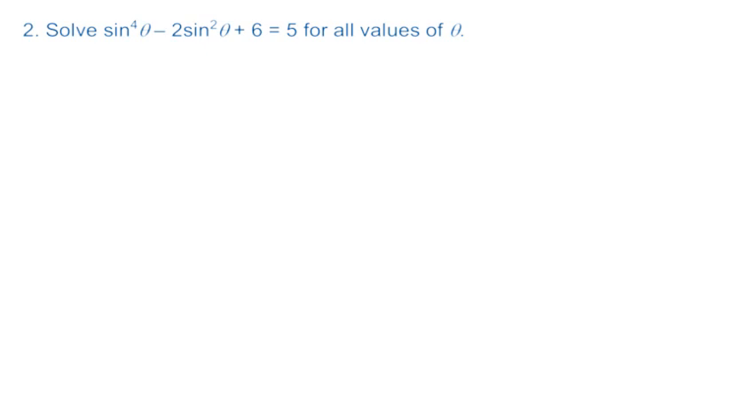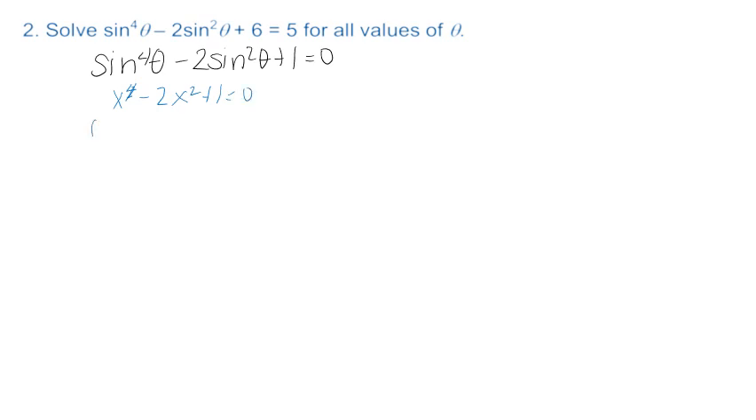All right, so for this one, I'm going to go ahead and bring everything over. So I have sine to the 4th power of theta minus 2 times the sine squared theta plus 1 is equal to 0. And I'm going to go ahead and try and factor this. I'm going to use that same strategy, x to the 4th minus 2x squared plus 1 is equal to 0.